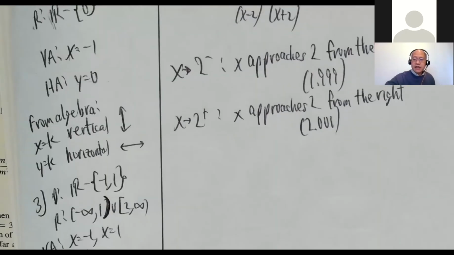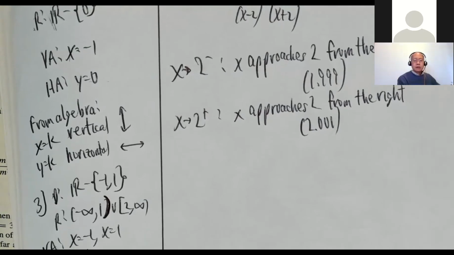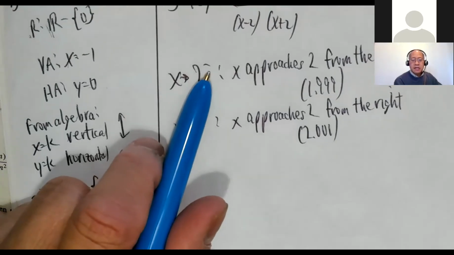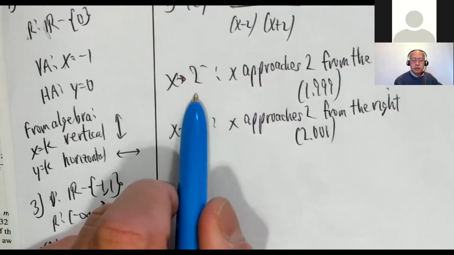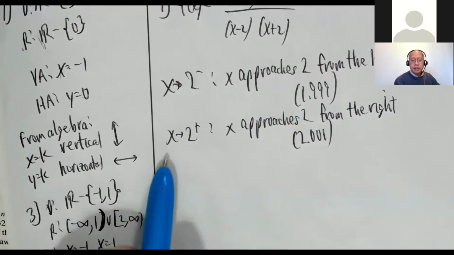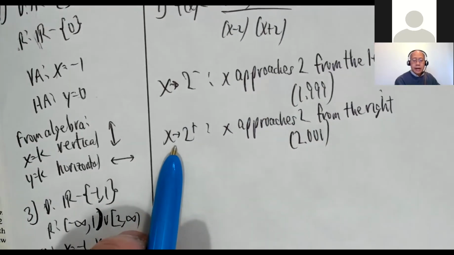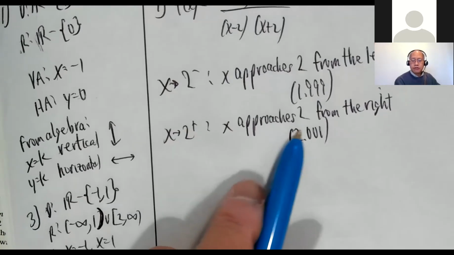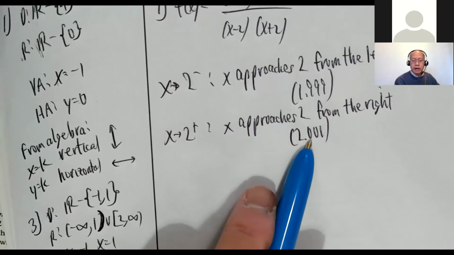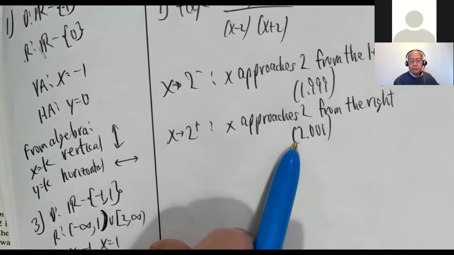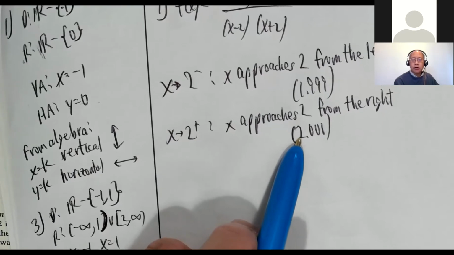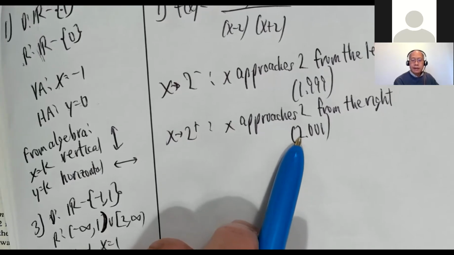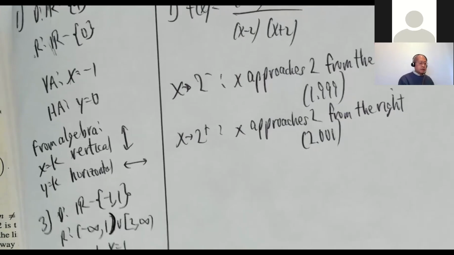Okay. You're really getting a taste of calculus now, essentially. So when they put the minus sign, you're a little bit to the left of 2, like 1.999. X arrow 2 with a plus, x approaches 2 from the right. That's like 2.001. This is not necessarily an exact value. It could be 2.01, 2.0001, right? The concept is that you're very close.